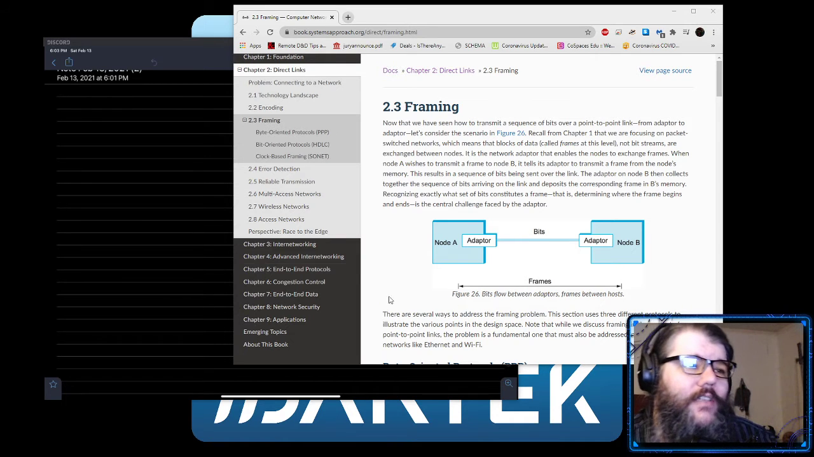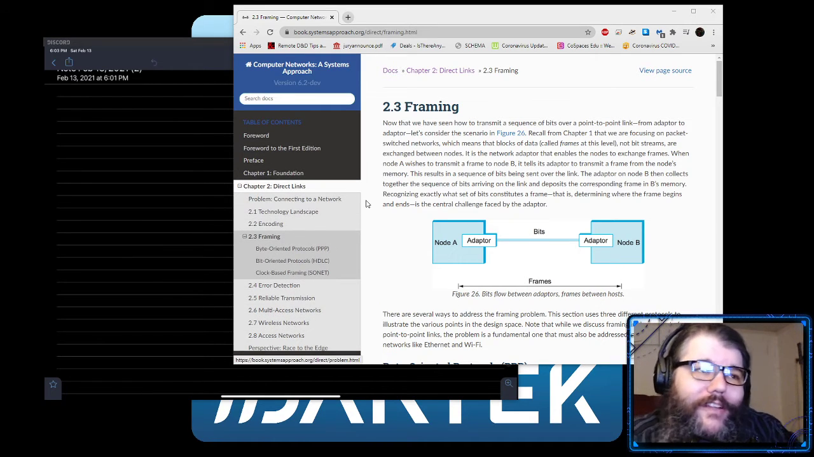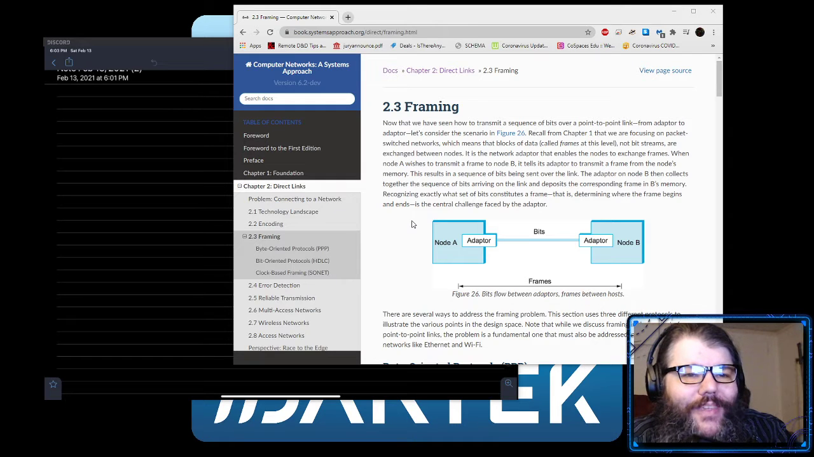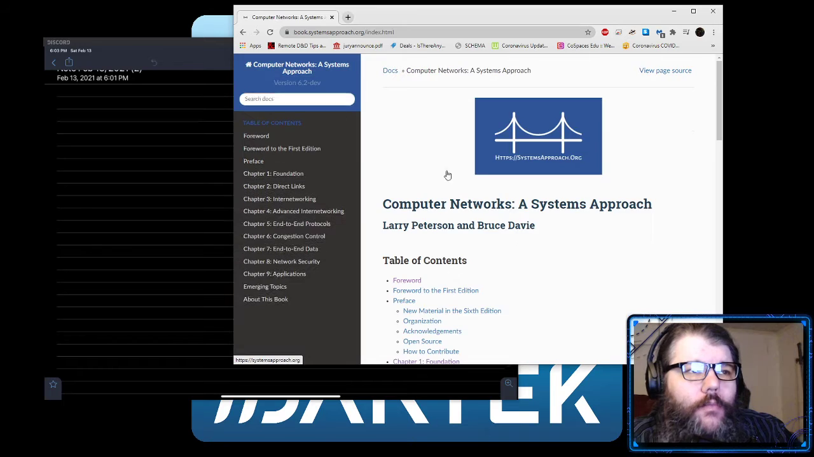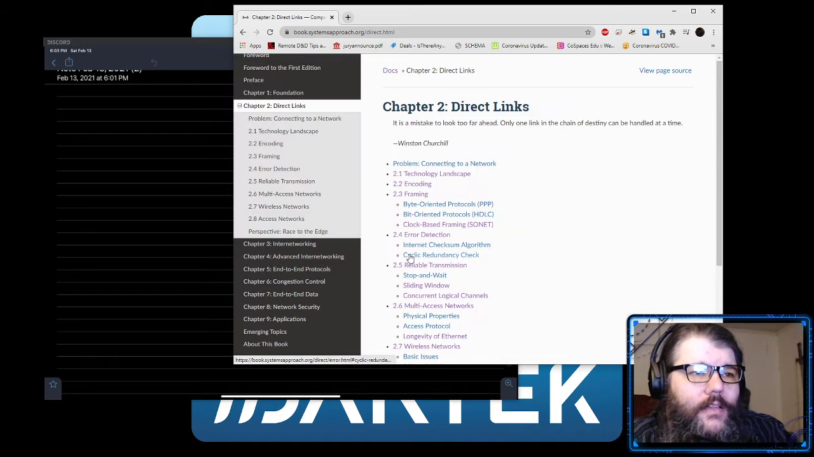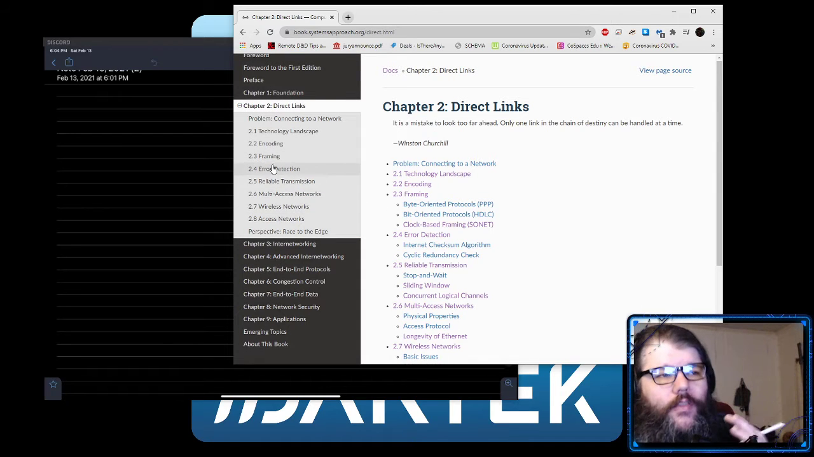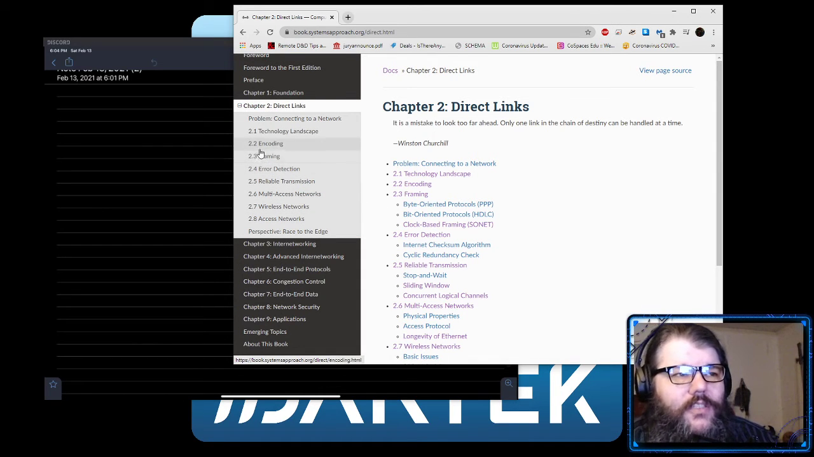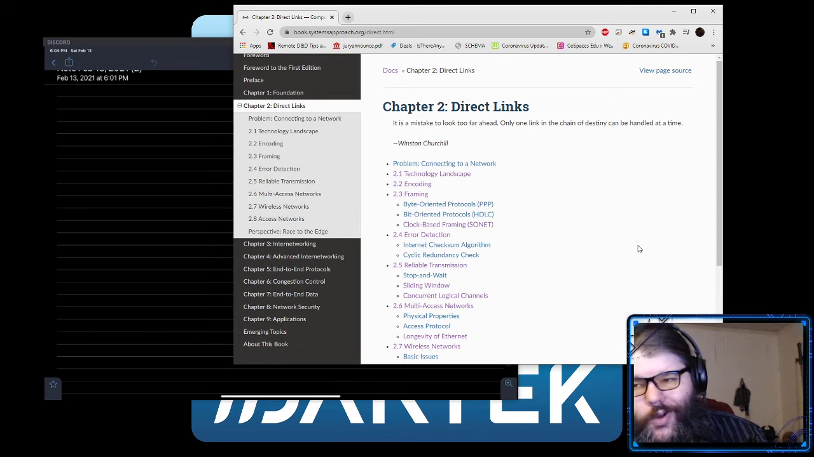I recently learned that our book is Creative Commons licensed, and all you have to do is attribute them. That's Larry Peterson and Bruce Davie. We're using the book Computer Networks: A Systems Approach. Specifically today, we're going to walk through little pieces of sections 2.2, 2.3, and 2.4, trying to keep things succinct and tight.